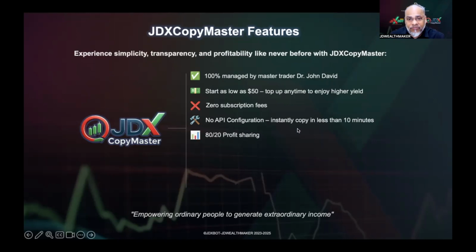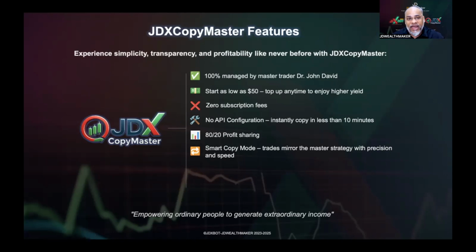Now, the profit sharing will be 80-20. 80% goes to the partners and 20% goes to the copy master. And please understand, we are using a smart copy mode. That means all the trades will mirror 100% of the master strategy trader. Whatever I put into the trade, it will mirror at your side. This is what smart copy mode means.